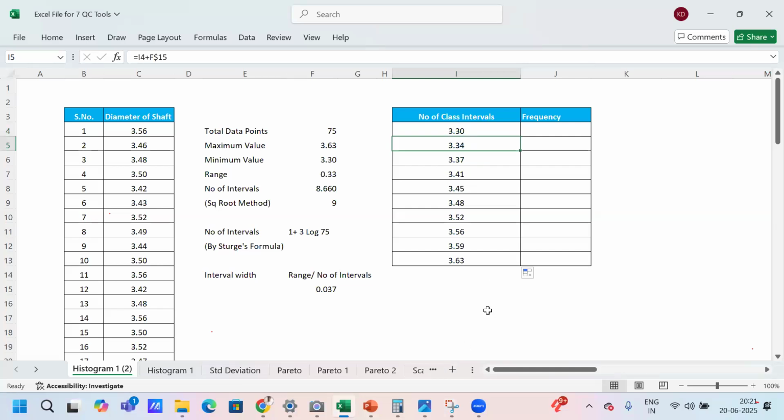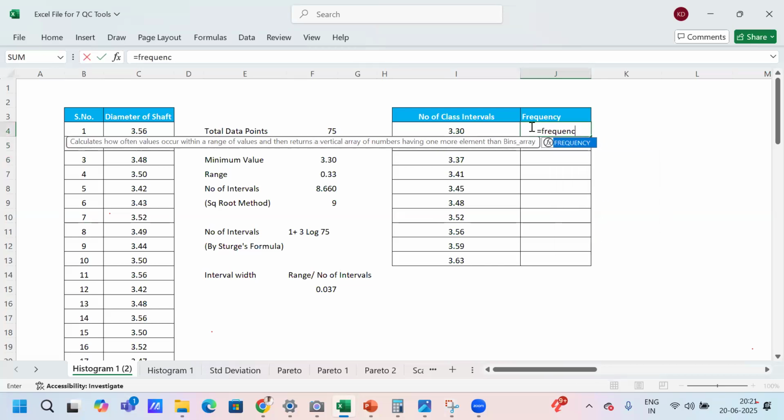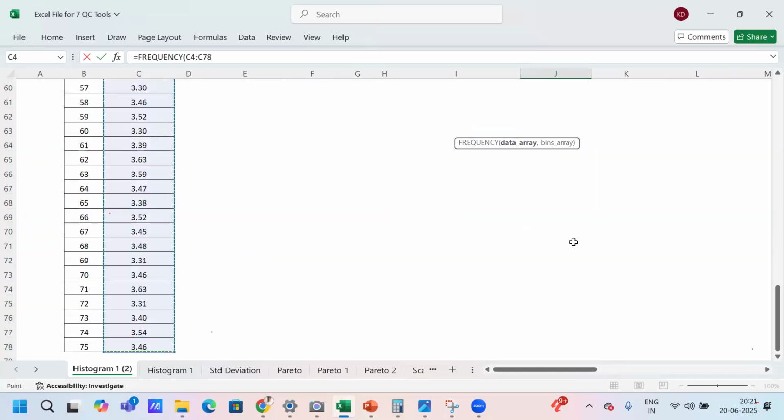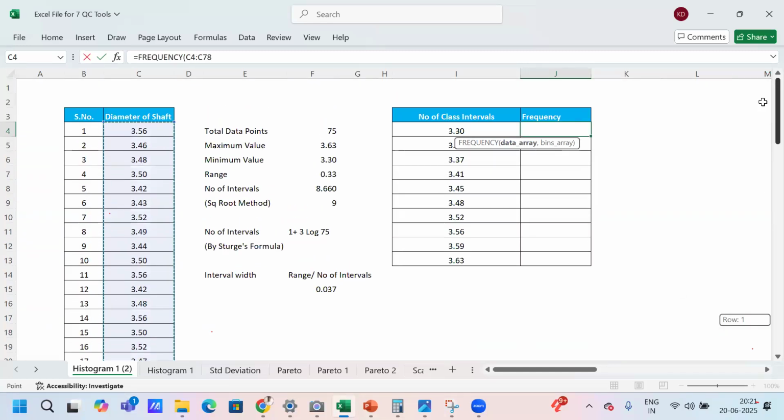Okay. Now we need to calculate the frequency. Frequency means how many times 3.30 occurs in this data, how many times 3.34 occurs, how many times 3.37 occurs. The formula I use is equal to frequency. Data array, it shows data array. Data array means the diameter of the shaft. So I selected this data array. Then comma, and bin array means the class intervals.